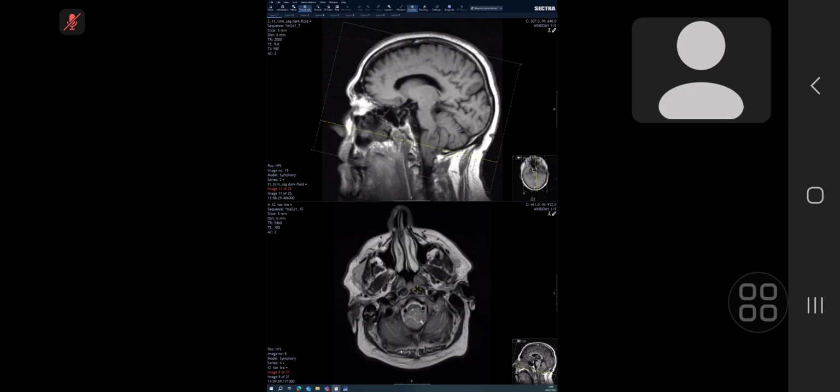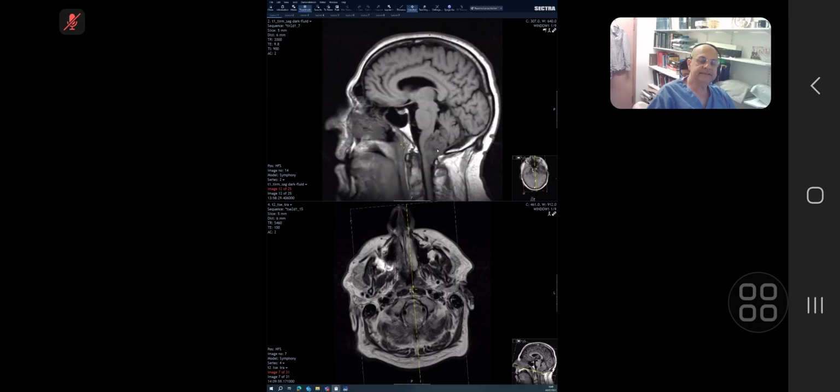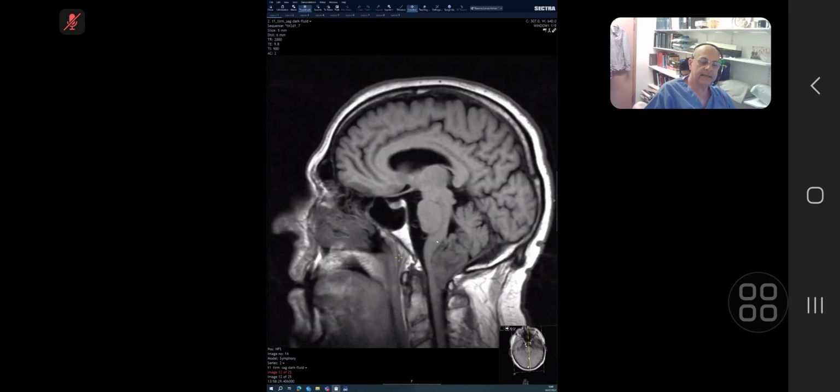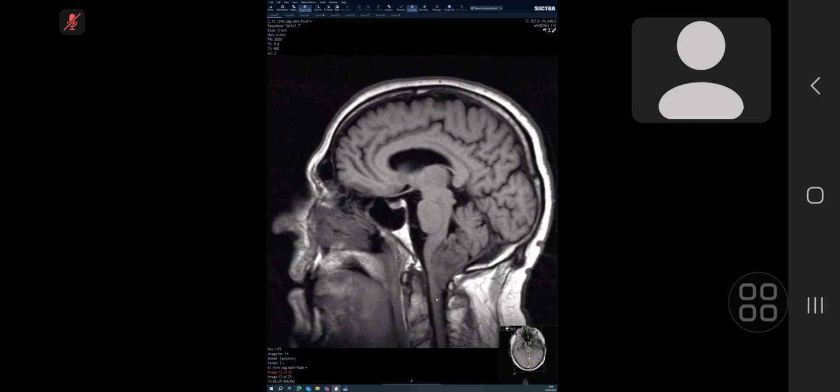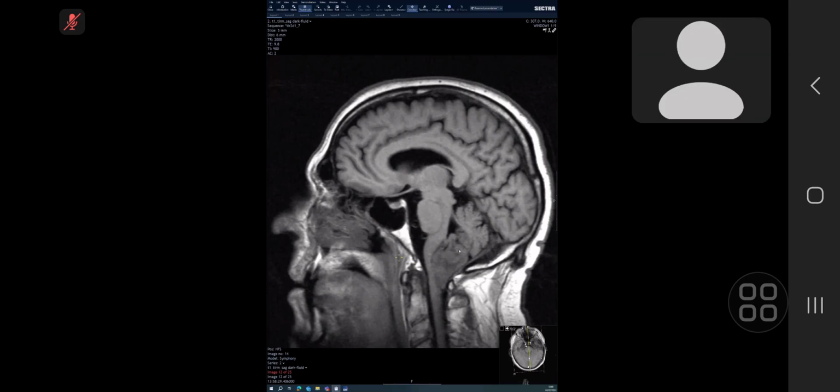So it is further insinuating. So here is my question to you. Is this lesion in relation to, you have said it is separate from the medulla and the upper cervical cord, but is it separate from the cerebellum or not?